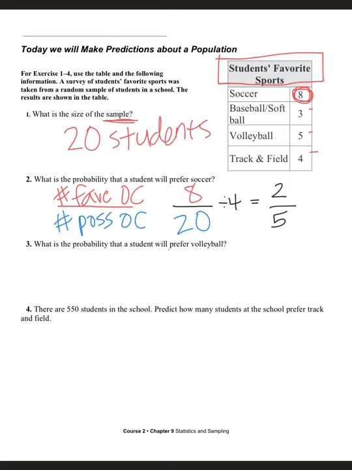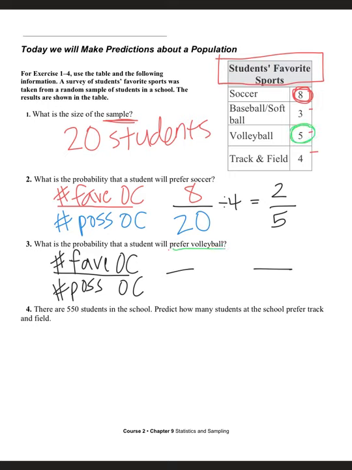Number 3. What is the probability that a student will prefer volleyball? So again, we're starting off with this probability ratio, the number of favorable outcomes over the number of possible outcomes. And then we're talking about students that prefer volleyball. So I'm going to use a different color actually. Let's use green for prefer volleyball. Let's look at volleyball. So there's 5 students that prefer volleyball out of 20 possible students.